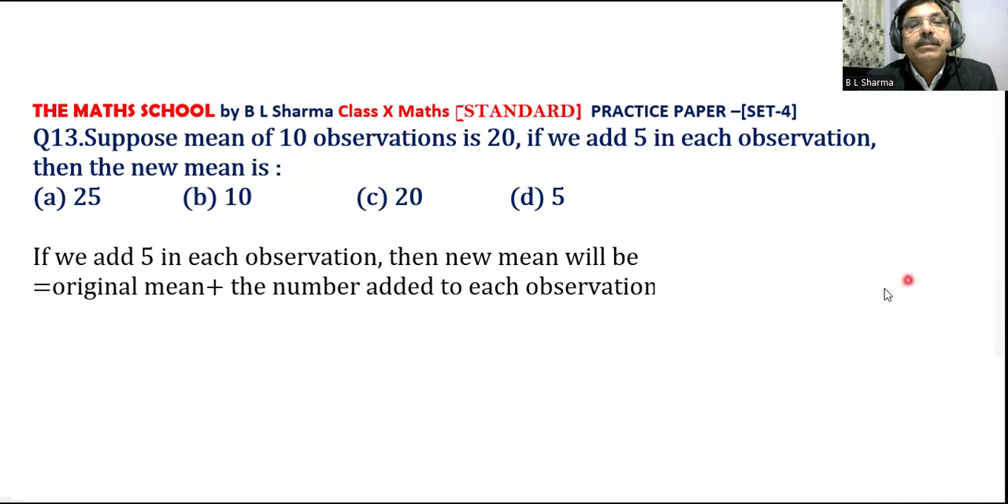Original mean plus the number added to each observation, that is 20 plus 5, that is 25. So A is the correct option.